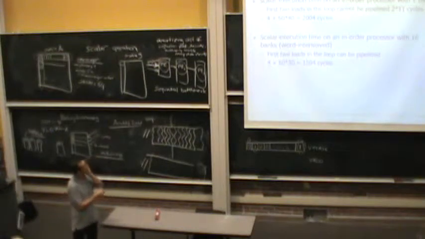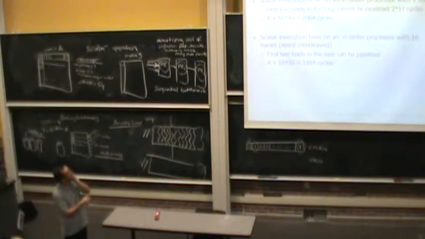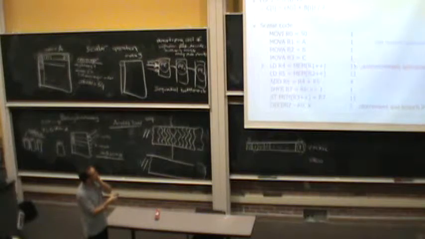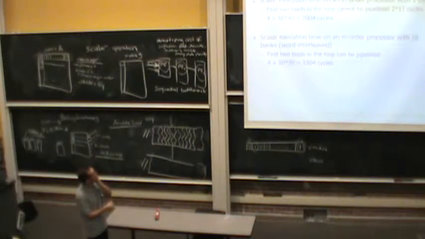Execution time, if you have an in-order processor with a single bank: basically, it's simple. The first 2 loads in the loop cannot be pipelined. So what? Because you have a single bank. So you have 4 cycles to execute these, and 40 cycles to execute the entire loop because everything is serialized. So 2,004 cycles for the entire loop.